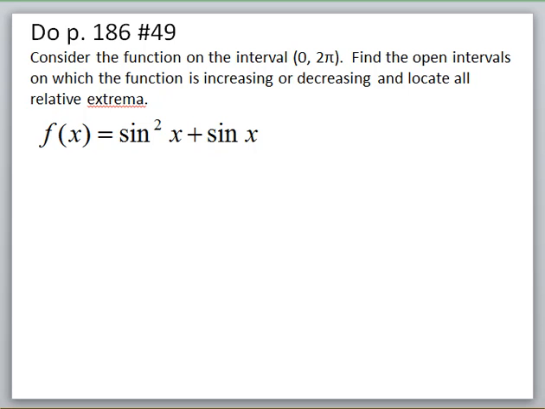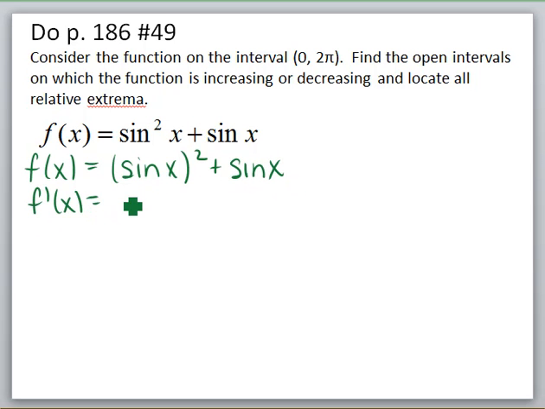The first thing I want to notice is I want to take the derivative of this, and I need to rewrite this in order to take the derivative. So I've got sine x quantity squared, that's what that squared part means, plus sine x. When I take the derivative of this, I end up getting 2 sine x cosine x plus the derivative of sine x is cosine x.